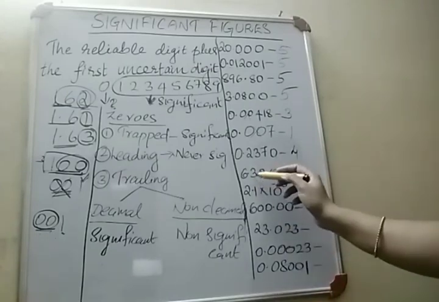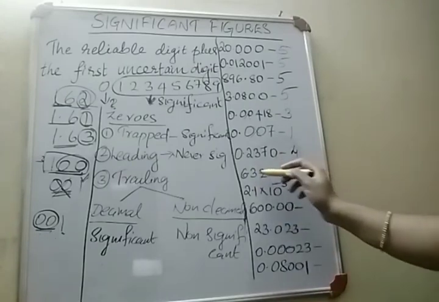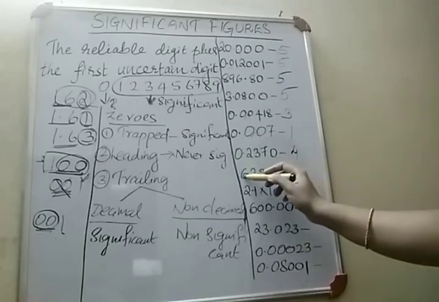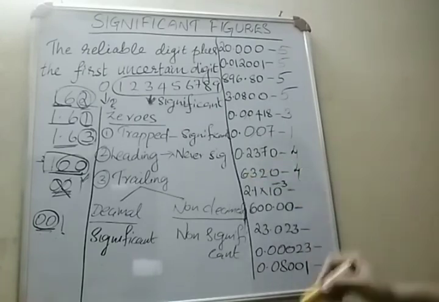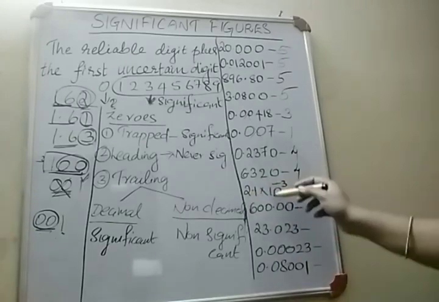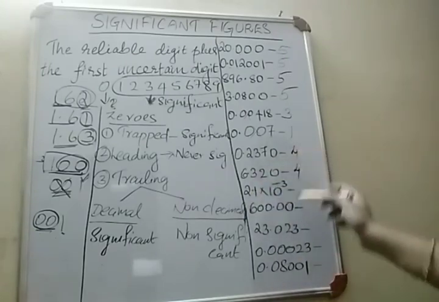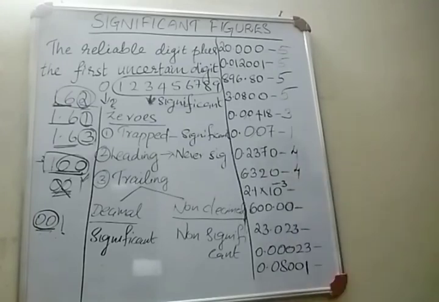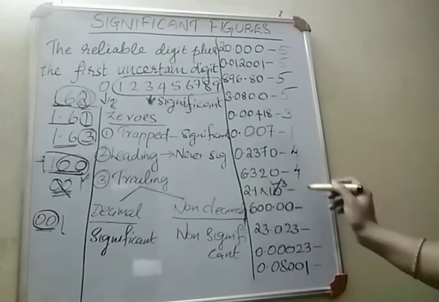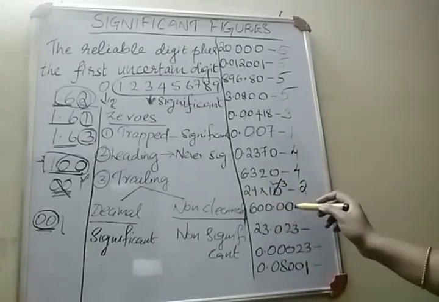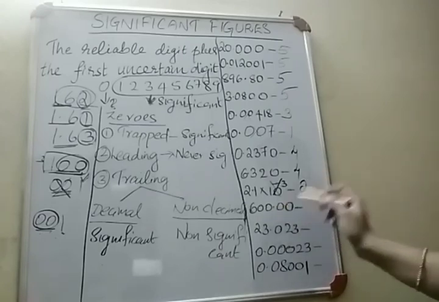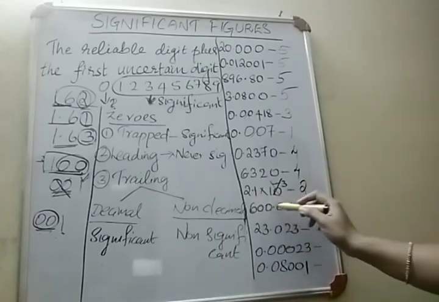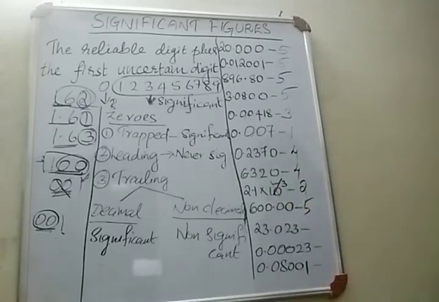Now consider this number 6.320. It is a trailing zero, but it is a decimal number, so it will be a significant one. 1, 2, 3, 4. Now consider this number 2.1 into 10 raised to minus 3. So whenever you come across such numbers with powers of 10, you can just ignore these powers of 10 because these powers are non-significant. Okay, so what are the two significant digits? 1, 2. Now all trailing zeros are significant because it is a decimal number. 1, 2, 3, 4, 5. The number of significant figures.